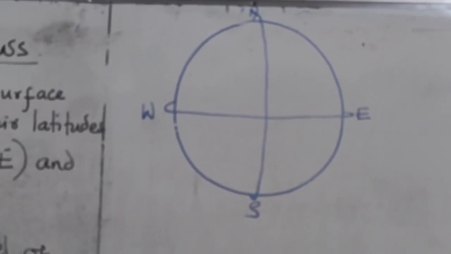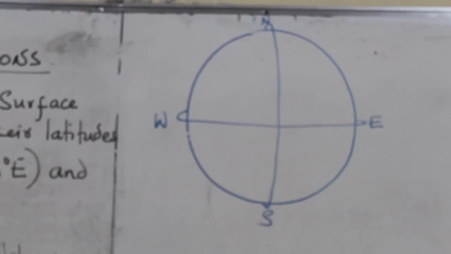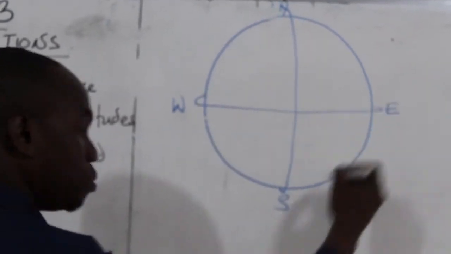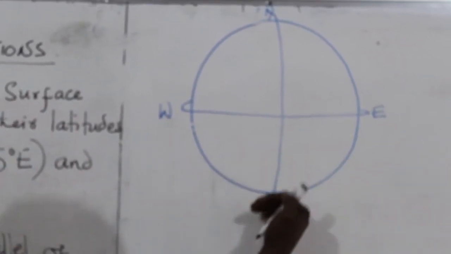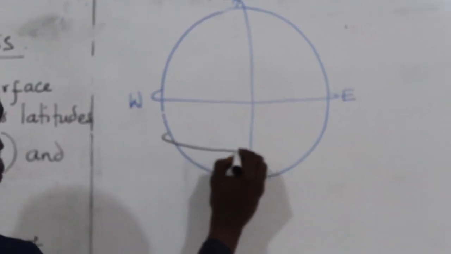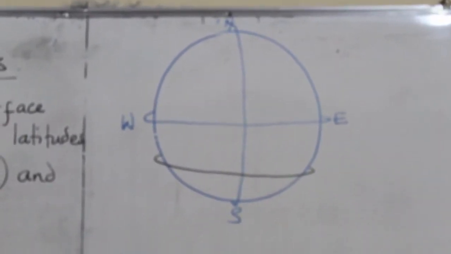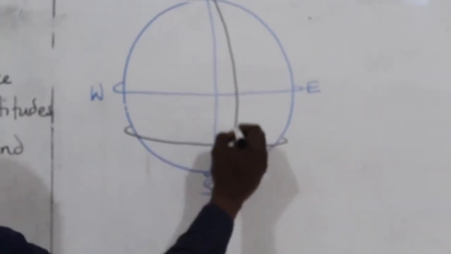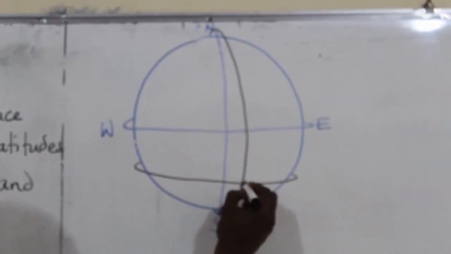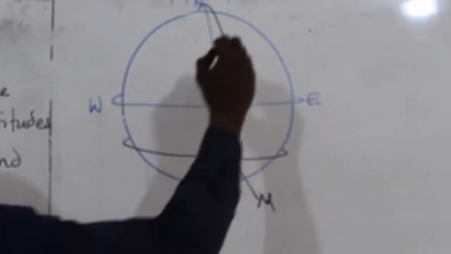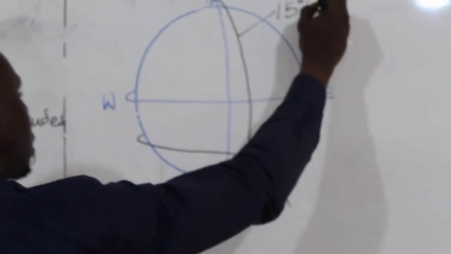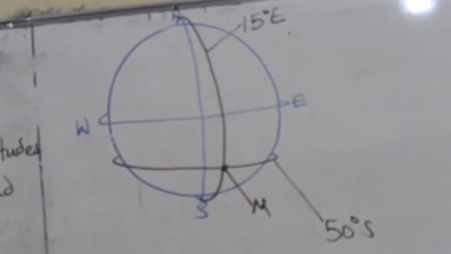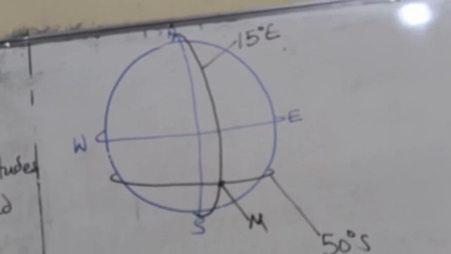Now I'm going to represent the points that are given to me in my diagram. M is 50 degrees south, so I have to draw something near perfect. This is 0 because that represents the equator. South is downwards here. 50 is somewhere close to this point. And then 15 degrees east, I'm going to draw a line from the longitude, and this represents 15. So this is where M is. This is my point M. This is 15 degrees east, and this is 50 degrees south. I've been able to locate my point M in my diagram.